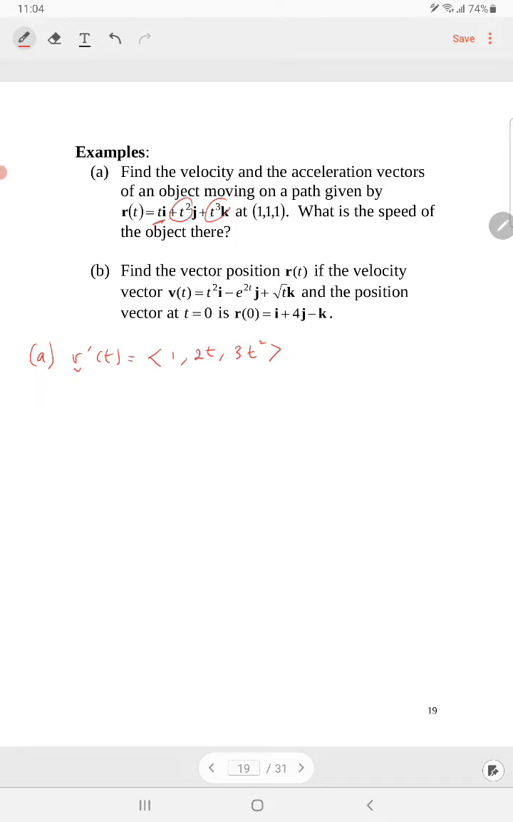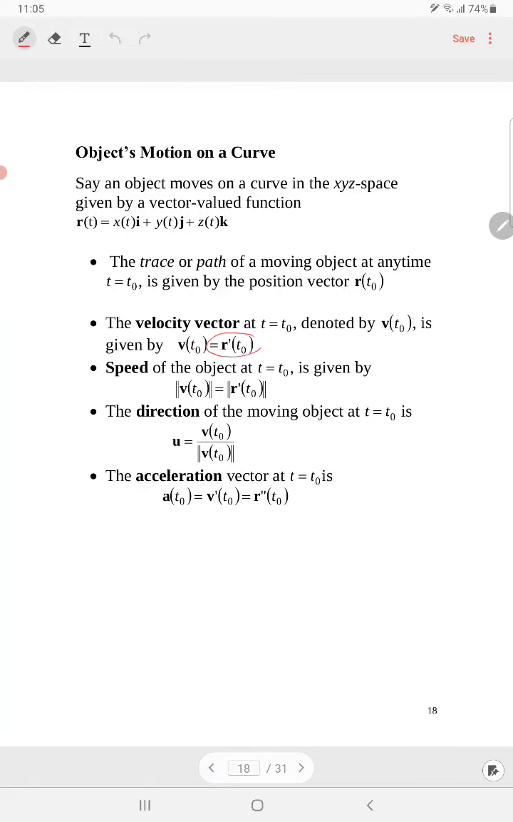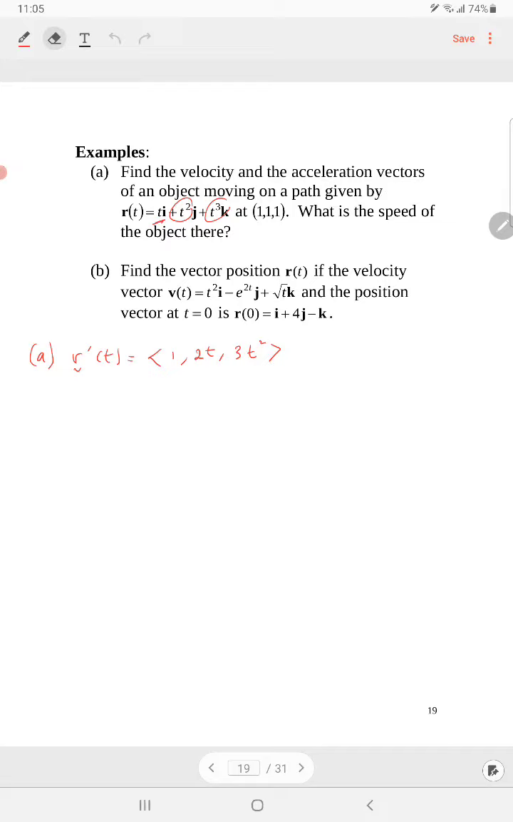We are asked to find the velocity at the point (1,1,1). To get the velocity, we need t naught, so that we can find the velocity at t equals t naught. But the question doesn't give you t naught; it gives you a point on the curve, with the x coordinate, y coordinate, and z coordinate. So you need to find the value of t at this point.